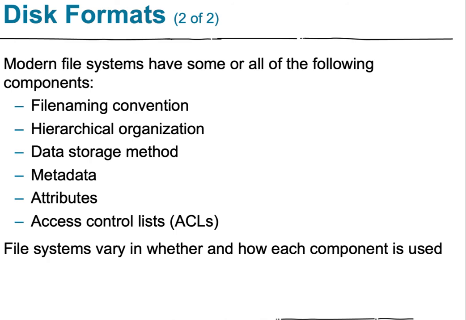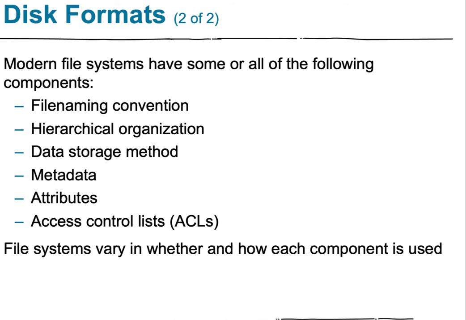Hierarchical organization. Most file systems are organized as an inverted tree structure with the root of the tree at the top and folders or directories underneath acting as branches. A folder can be empty or contain a list of files and additional folders. In most file systems, folders or directories don't contain the data that make up the actual file. They contain information about the file along with a pointer to the file's location on the disk. Information for each file is usually called a directory entry.